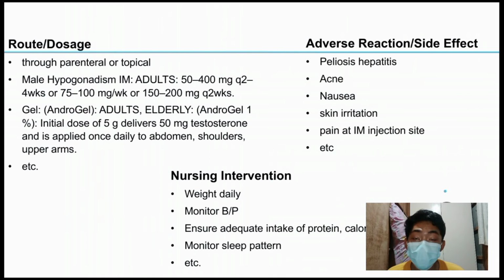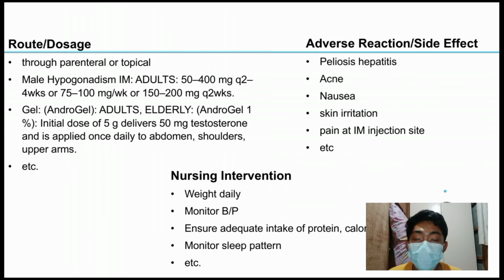Now, for the route and dosage, it is either parenteral or topical. For male hypogonadism, the route is parenteral, intramuscular, and the dosage is either 50 to 400 milligrams every 2 to 4 weeks, or 75 to 100 milligrams every week, or 150 to 200 milligrams every 2 weeks. For the gel, the initial dose is 5 grams, which delivers 50 milligrams of testosterone, applied once daily to the abdomen, shoulder, or upper arms.